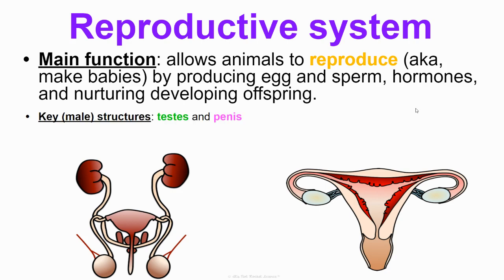And so some of the key structures for the male are the testes and the penis. And for the female, it's going to be the vagina, uterus, and ovaries, which are the main structures that are involved. And we'll be learning more about each of those different systems and the roles that they play in our body as we go on.